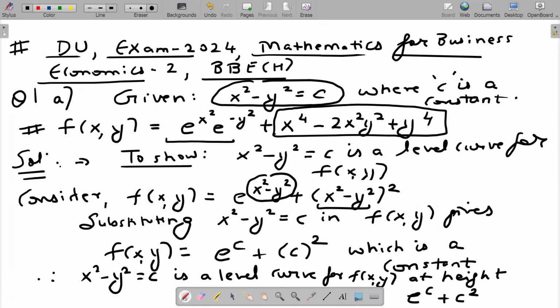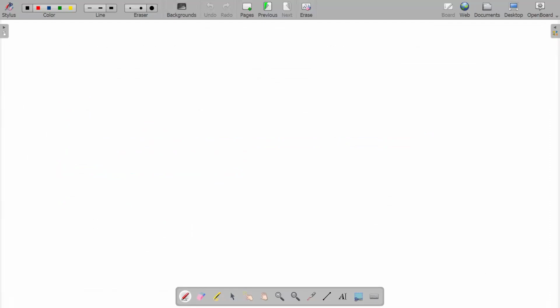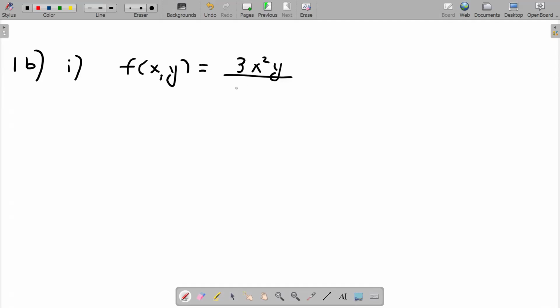And then quickly let's look at question 1 part B. Find all the first and second order partial derivatives for these two functions. Now this is quite easy. Let's look at the first function, 3x square y over x square plus y square. So if I quickly come to the whiteboard, we are looking at question 1 part B. Within this, part 1 is f of xy equal to 3x square y over x square plus y square.